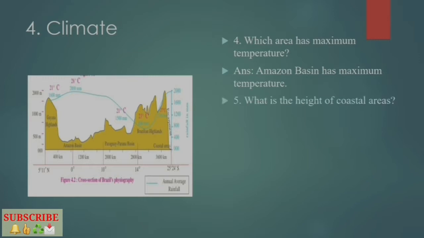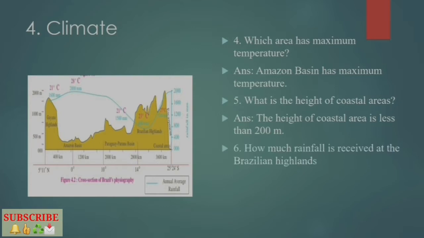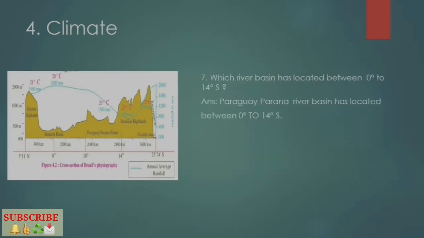What is the height of coastal areas? The answer is, the height of coastal area is less than 200 meter. Question 6th, how much rainfall is received at the Brazilian highlands? Answer is 600 millimeter rainfall. 7th, which river basin is located between 0 degree to 14 degrees south? The answer is Paraguay-Paraná river basin. Students, these are the most possible questions based on this cross section of Brazil physiography that we have studied.